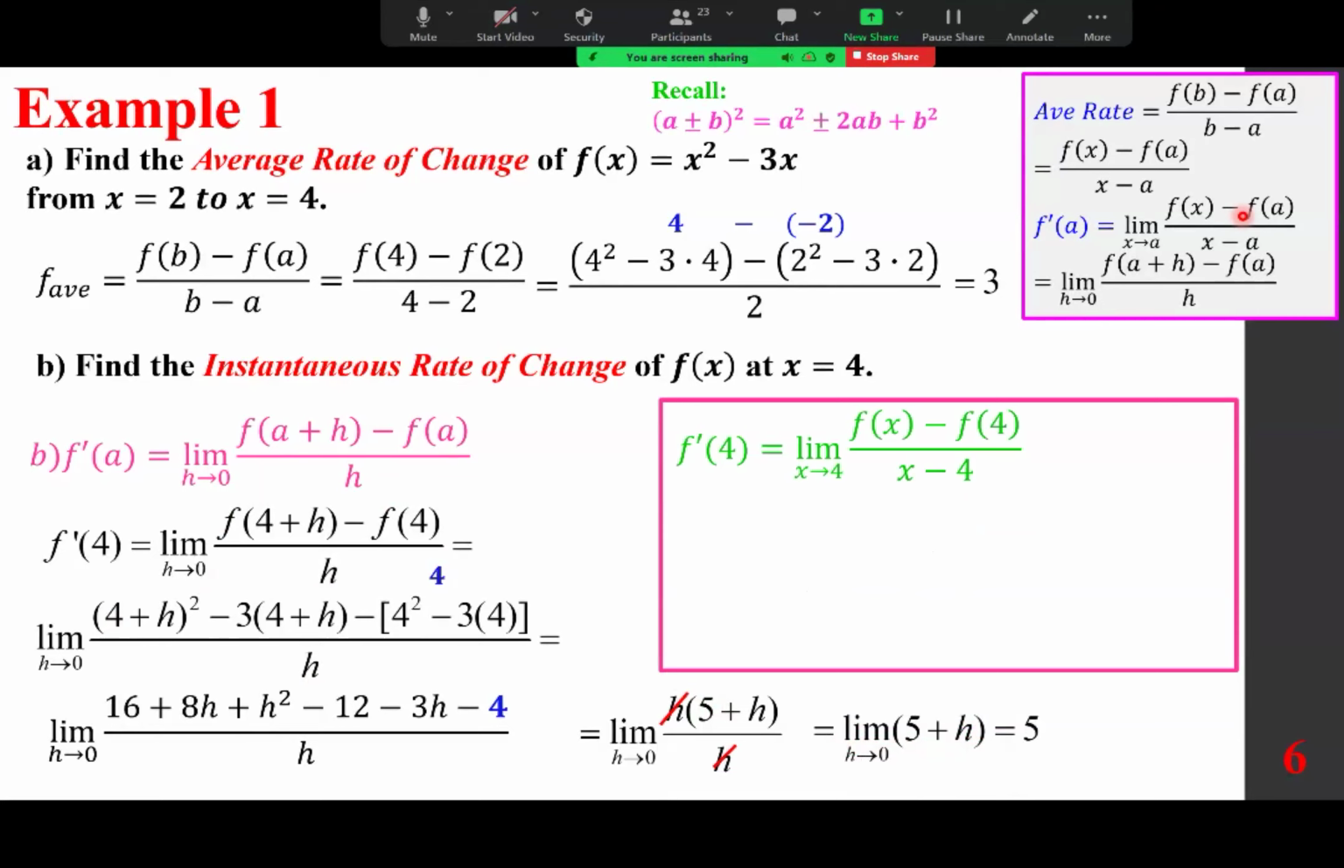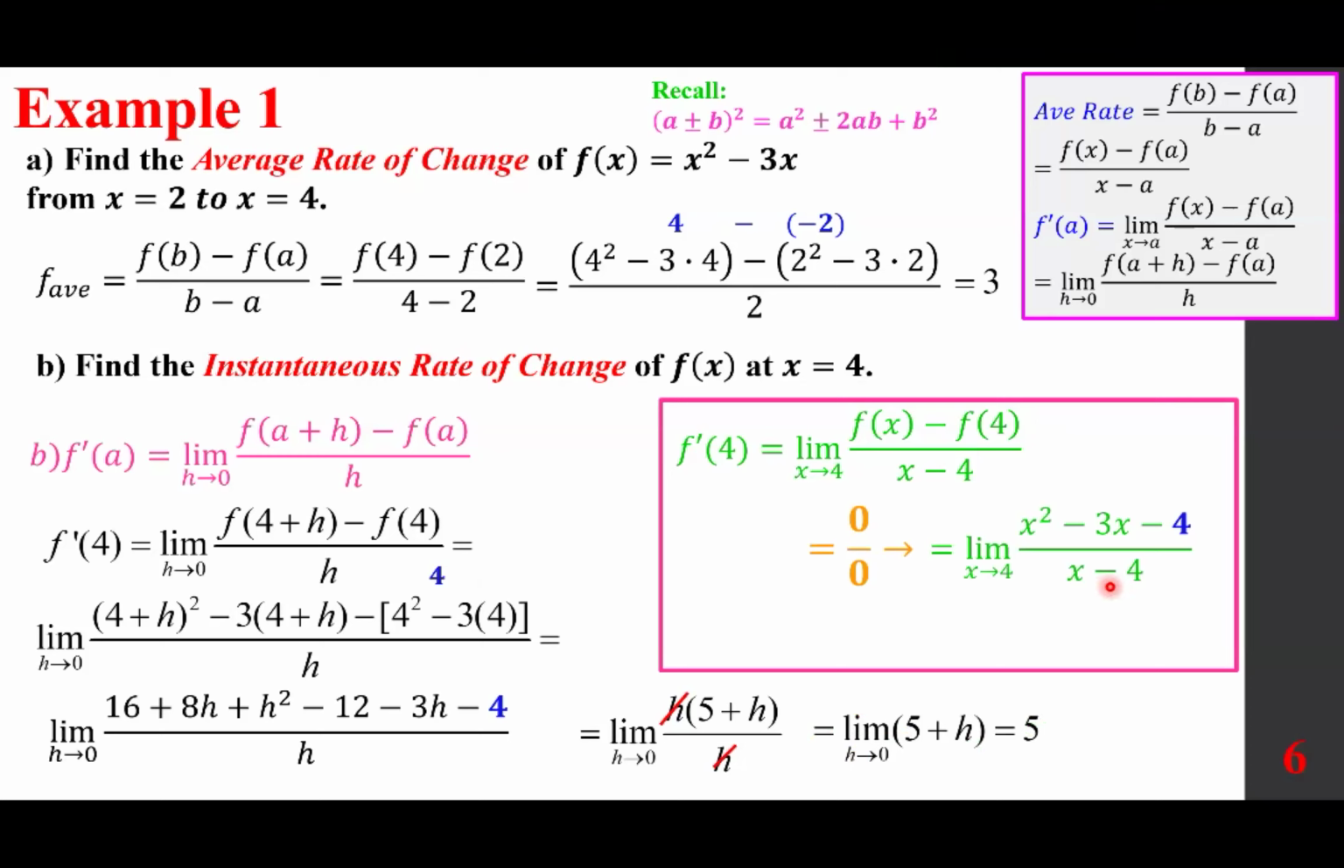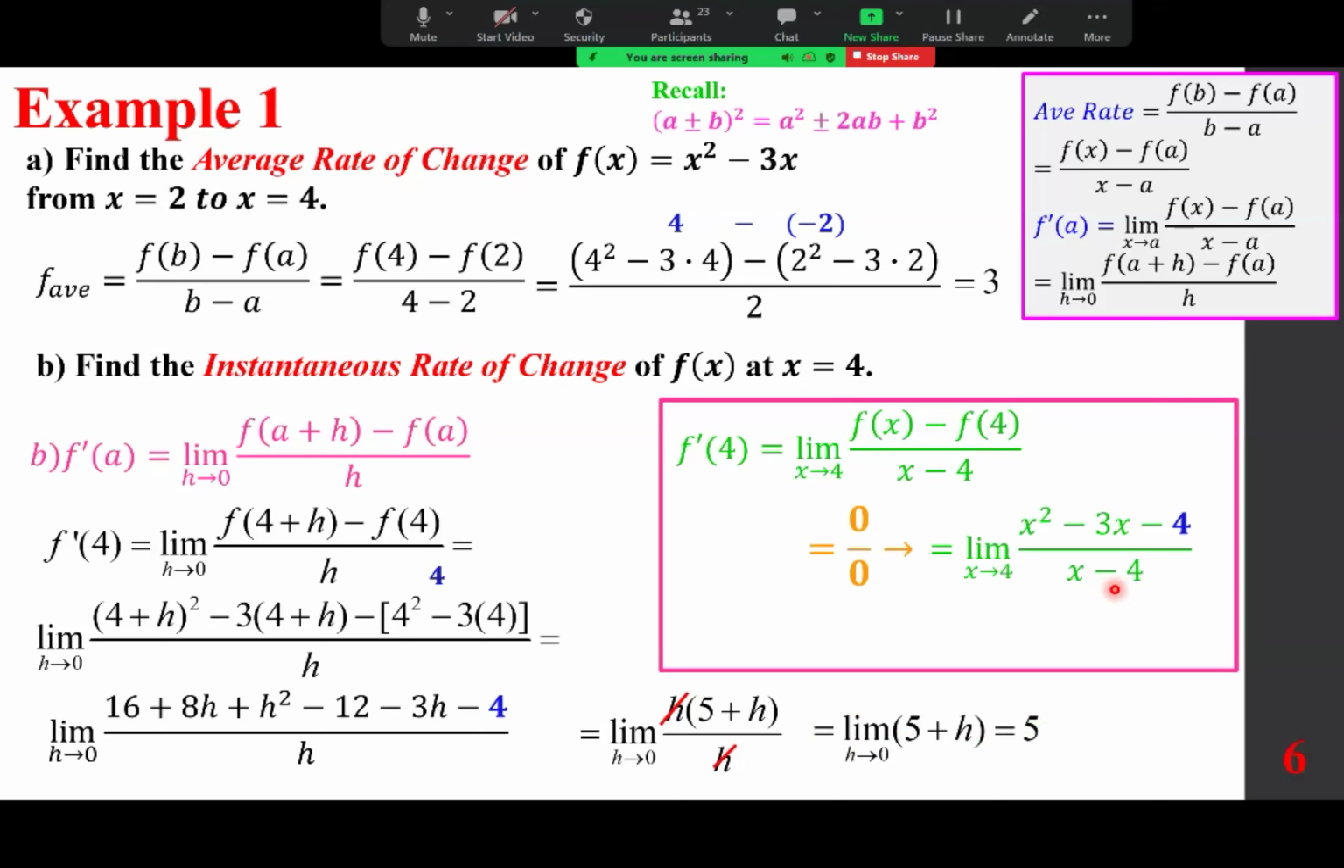So what is f prime of 4? Limit of f of x minus f of 4 over x minus 4 as x approaches 4. What is f of x? X squared minus 3x. What is f of 4? Since we have evaluated, we just write down minus 4. If you plug in, you do get 0 over 0, everybody. And again, understand, it is the 0 in the denominator which is terrible and we want to get rid of.